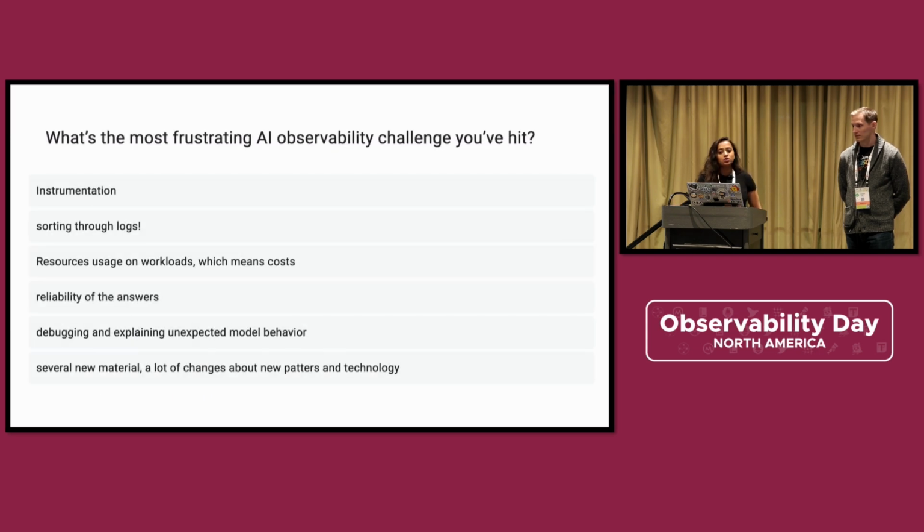So what was the most frustrating AI observability challenge you have hit? People said instrumentation is so frustrating. Then resource usage on workloads, which directly translates to cost, because GPUs are scarce and expensive. Then reliability of the answers. As I mentioned, you need to know that whatever answer you get from the AI agents is correct. Then a lot of new material, with many changes in patterns and technology.